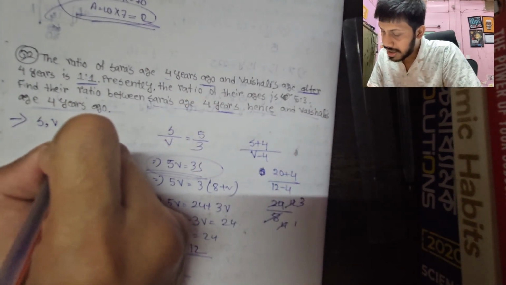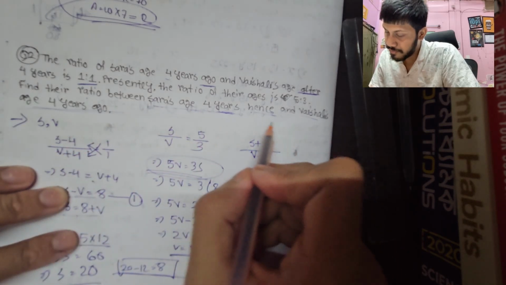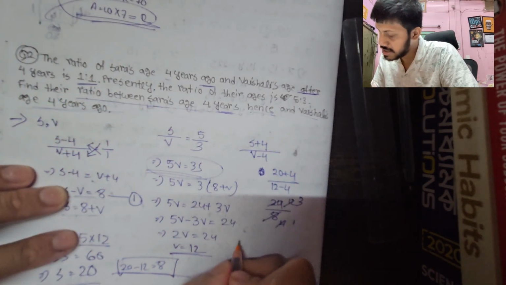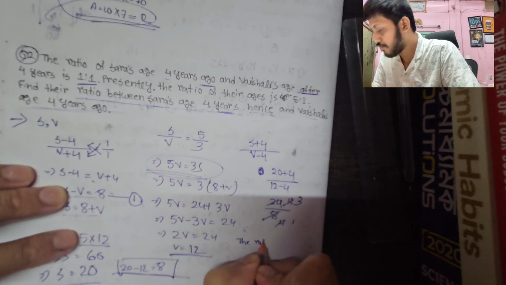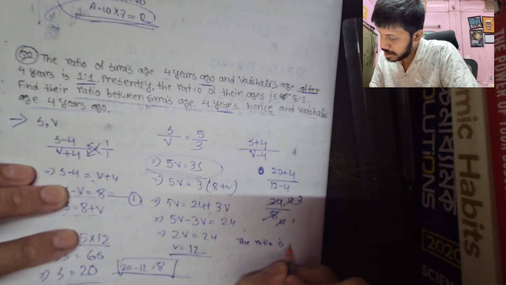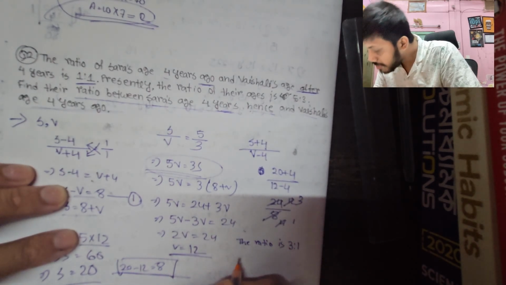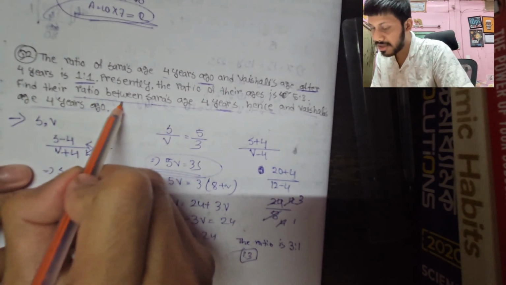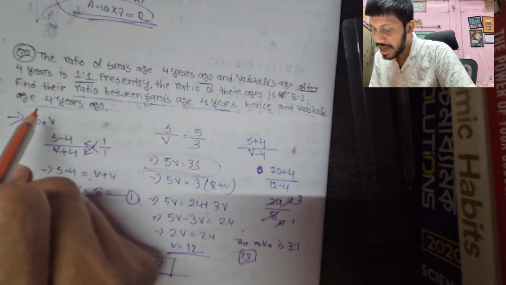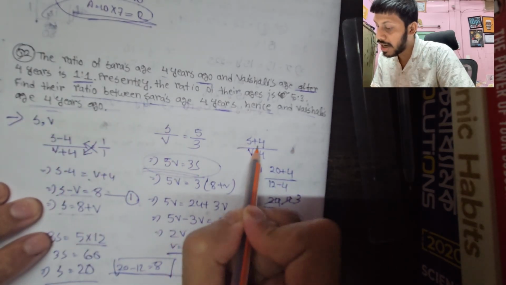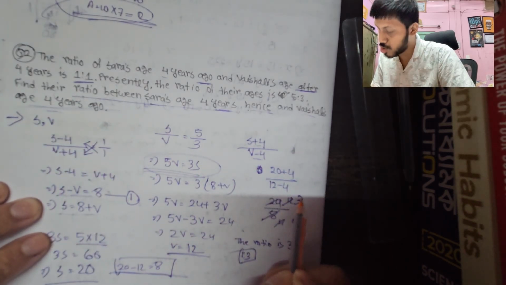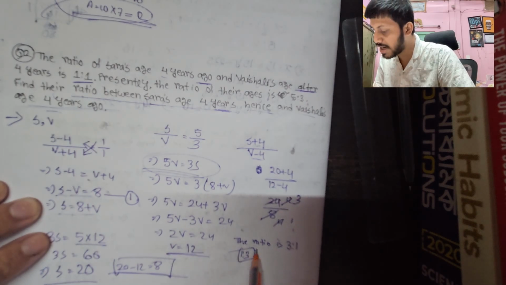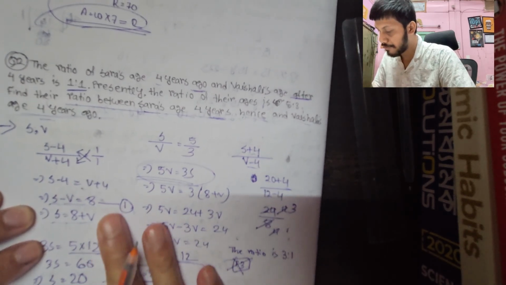So the ratio they asked, find the ratio between Sarah's age and Vaishali's age, is 3 to 1. There could also be an option of 1 to 3, but you need to understand that they asked for the ratio of Sarah's age and Vaishali's age. We wrote Sarah above and Vaishali below, so it would be 3 to 1 only, not 1 to 3.